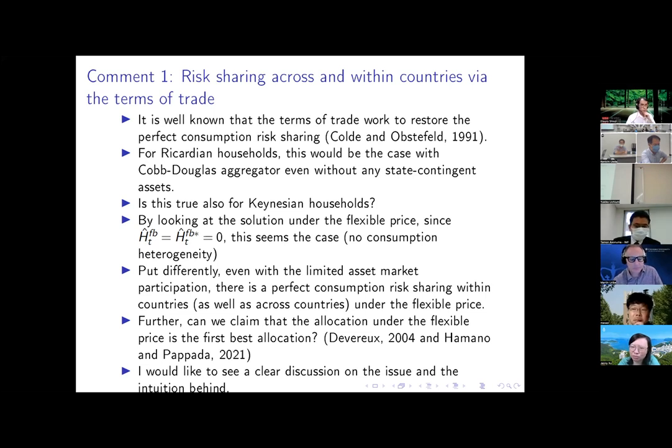If we don't have perfect risk sharing, if it's an incomplete market, we're still going to get this result if we have this Cobb-Douglas utility and this log utility. So I'm going to check about that. And then regarding the flexible price, whether this is the first best, I think this is going to be, okay, so that's the first one. Can we go to the second slide?